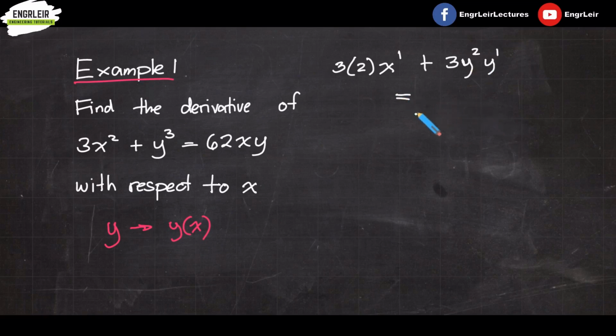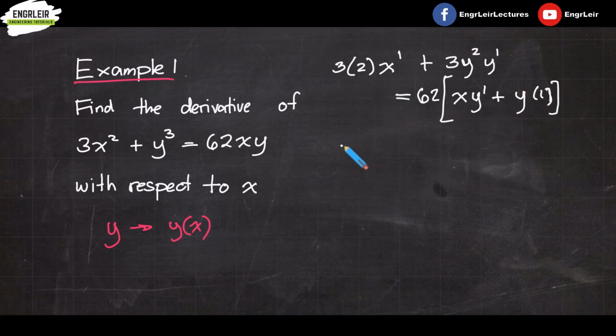And all of this is equal to sa derivative ng 62xy. So, ilalagay ko muna yung 62 because that is a constant. Labas natin siya. So, ano ang derivative ng xy? X at saka y. So, this is a product between two variables, x and y. So, gagamitan natin ng product rule. So, copy the first term, x, and then derivative ng second term. Ang derivative ng y would be y prime or derivative ng y. Plus, copy the second term, y, derivative ng x would be 1.